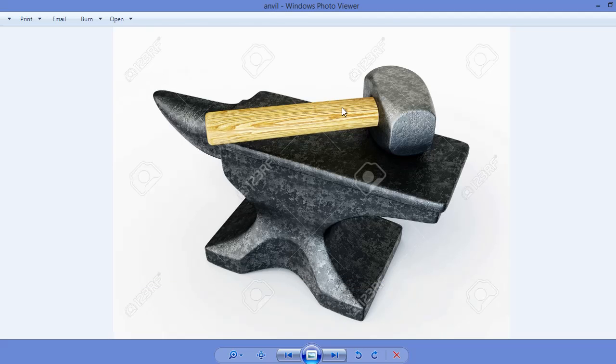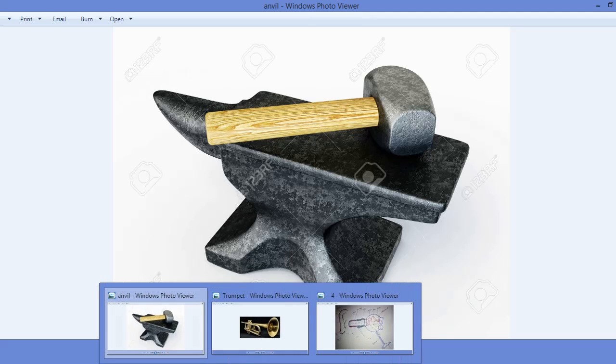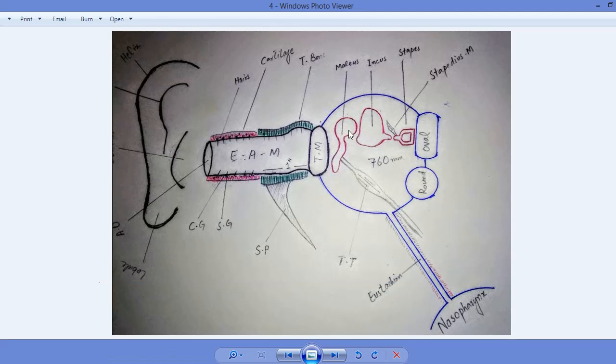This is the hammer, and this is the head of the hammer, and this is the manubrium of the hammer. Just like a hammer, the malleus of the ear also consists of the head and the manubrium. This is the head, and this is the manubrium.